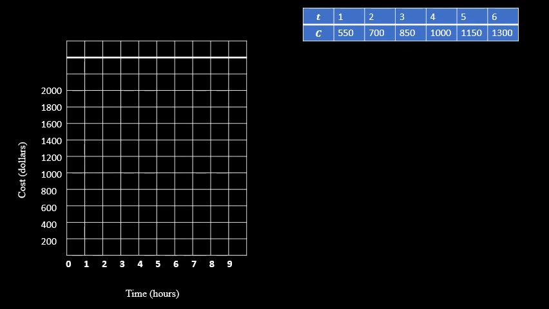Let's plot some points. The first one, if t equals 1, then the cost will be 550. So 1 and up to 550, that'll take me to about there. Then I'm going to say if time is 2, then the cost will be $700. So that's going to take me halfway between the 600 and the 800, round about there. If the gig goes for 3 hours, that'll take me all the way up to 850. About there. 4 will take me all the way up to 1,000.